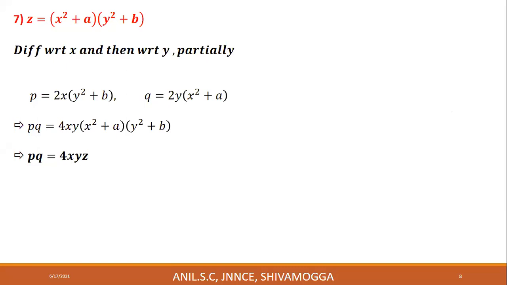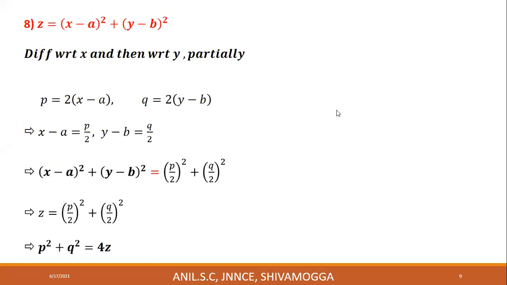Next, z = (x − a)² + (y − b)². This is the equation. Let this be equation number 1. Now differentiate equation number 1 partially with respect to x and then partially with respect to y. First we differentiate partially with respect to x. The derivative of z is denoted by ∂z/∂x.